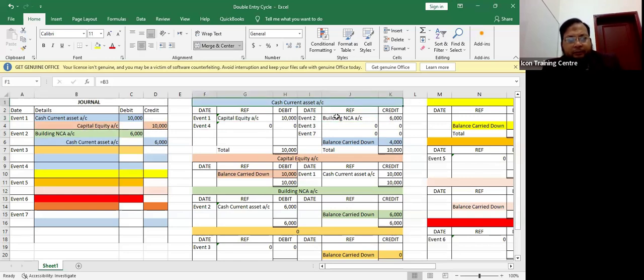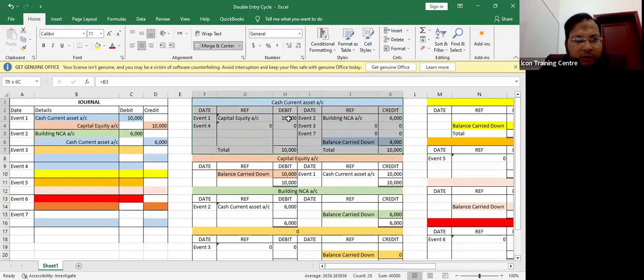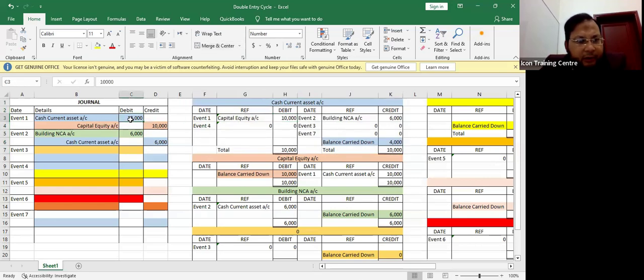Now, if you look at the cash account, just have a look at the balancing. Before that, it was debited by 10,000, right? So we debit cash by 10,000, and the reason was capital equity. Now cash is being credited by 6,000, and the reason is building. So if you check the balance, the debit side is heavier. The total will be 10,000. It will also be shown here. But the credit side is also showing building 6,000. So the balance we have will be 4,000. That is how we do ledger accounts.